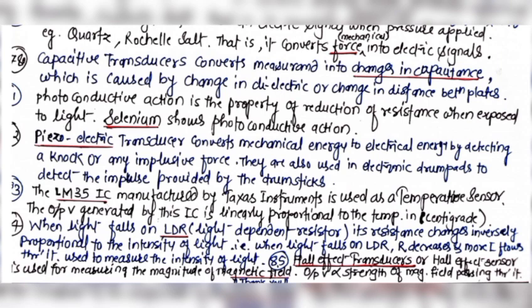When light falls on an LDR, light dependent resistor, its resistance changes inversely proportional to the intensity of light. That is, when light falls on the LDR, resistance decreases and more current flows through it, so it is used to measure the intensity of light. Hall effect transducers or Hall effect sensors are used for measuring the magnitude of the magnetic field. Output voltage is directly proportional to the strength of the magnetic field passing through it.